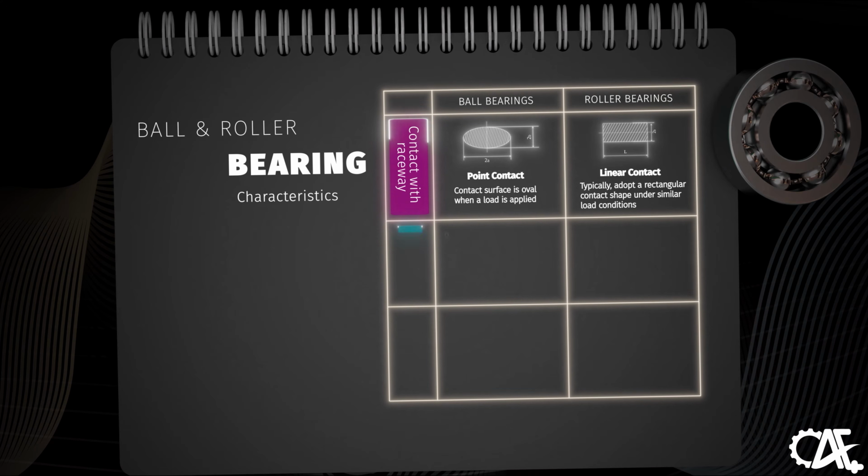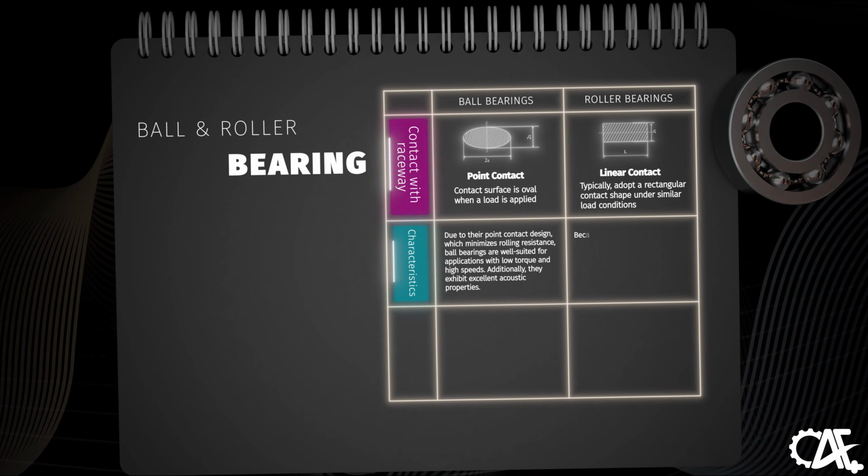Ball bearings, due to their point contact design, which minimizes rolling resistance, are particularly suited for applications with low torque and high speeds, and they exhibit excellent acoustic properties. On the other hand, roller bearings, because of their linear contact configuration, experience higher rotational torque compared to ball bearings. However, this design element provides enhanced rigidity to the system.